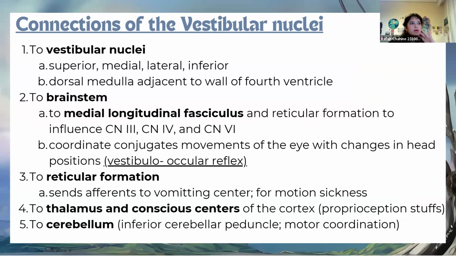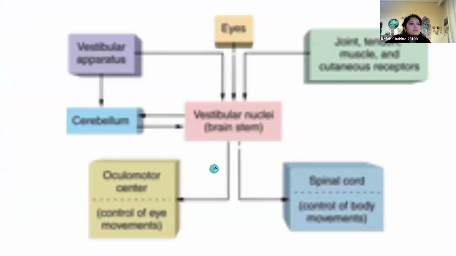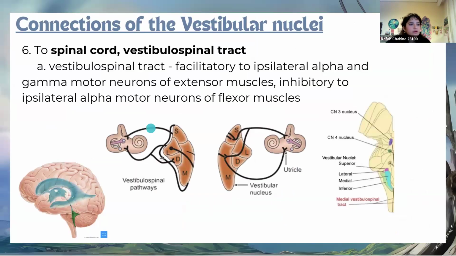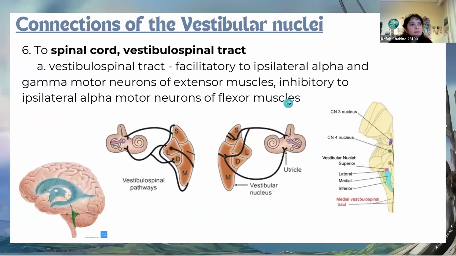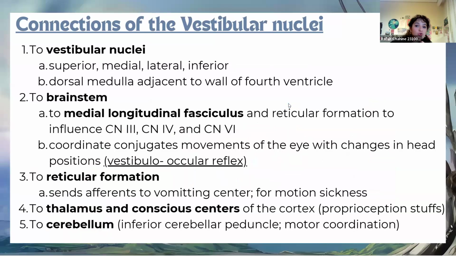In the next coming 2 slides, it's just going to be connections to the vestibular nuclei. But I want you to understand that these do not go in any order. Just because they're 1, 2, 3, they're not in order, because the connections between the vestibular system and the apparatus and the different locations are very complex, very intertwined, and very back and forth. So you can't really go step by step, because it will go up and down.